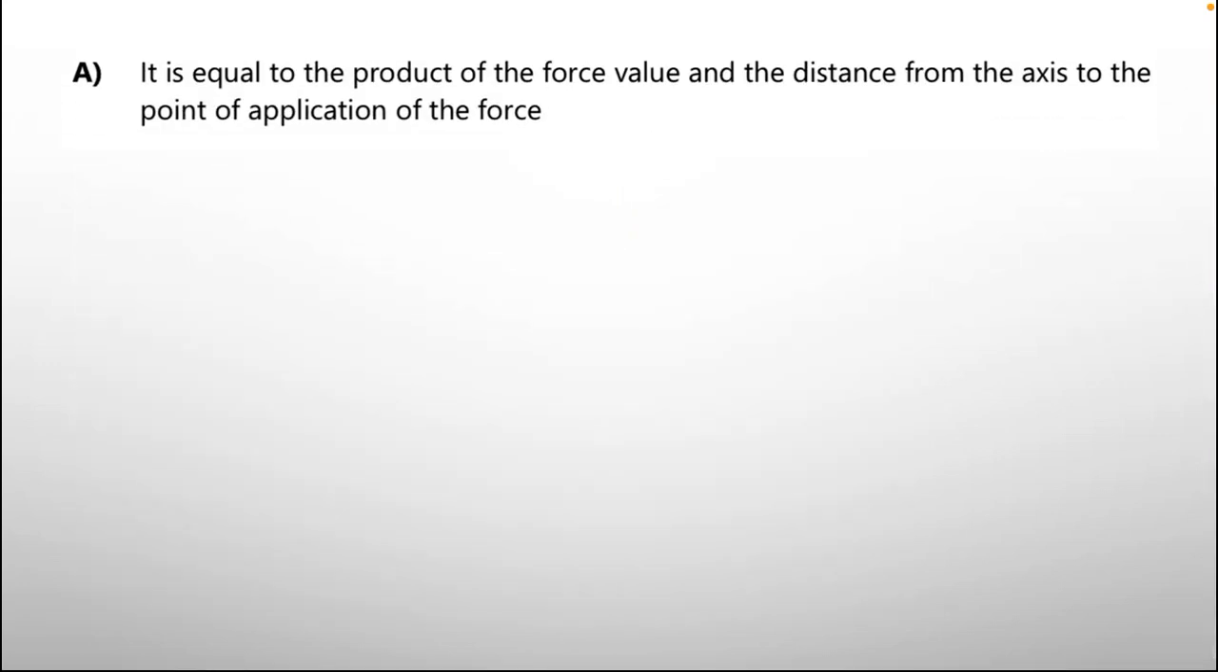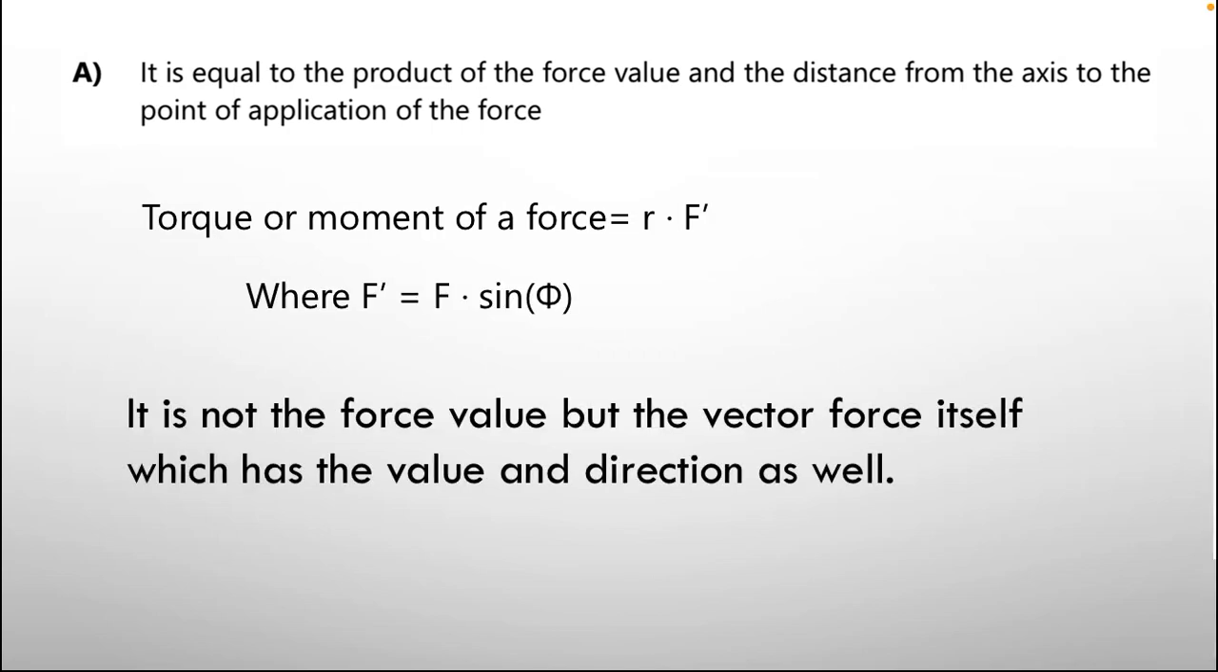Option number A, we are going to analyze it. It is equal to the product of the force value and the distance from the axis to the point of application of the force. Torque or moment of a force equals R times F dash, where F dash equals F times sine theta. It is not the force value but the vector force itself which has the value and direction as well. So that is incorrect.